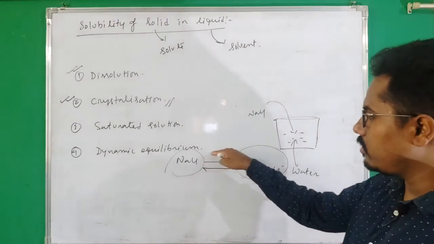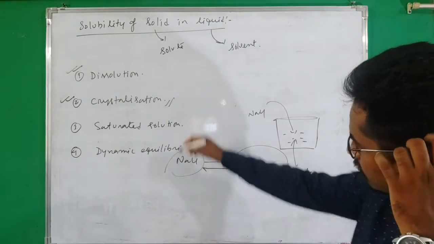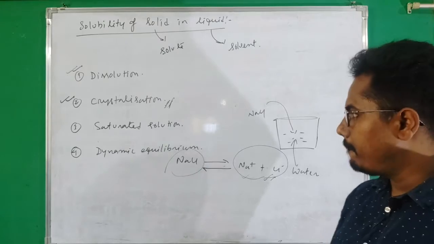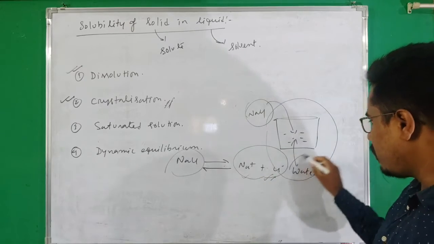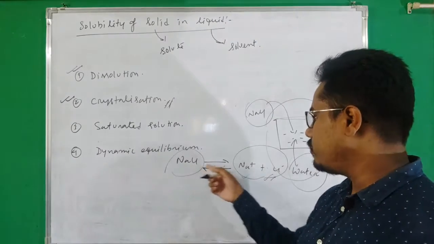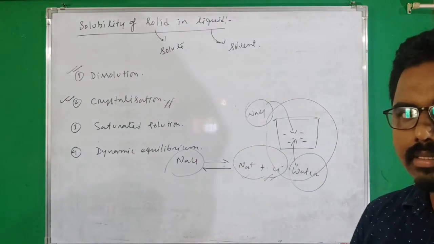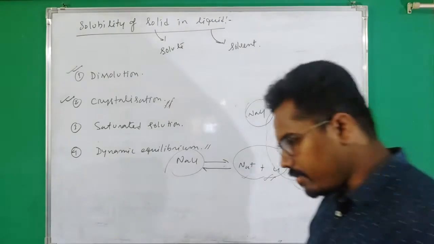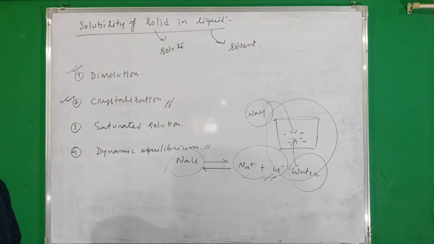Initially the rate of dissolution is fast as compared to the rate of crystallization, therefore we will not observe the crystallization, we will only observe dissolution. But when the saturated solution is formed, when the maximum amount of solute is dissolved in the solvent, then the rate of dissolution and rate of crystallization both will be equal, and an equilibrium is established. That equilibrium is known as dynamic equilibrium. Okay, these are the main concepts of solubility of solid in liquid.